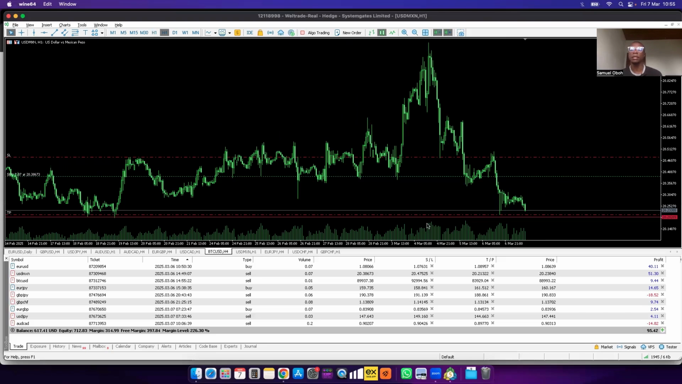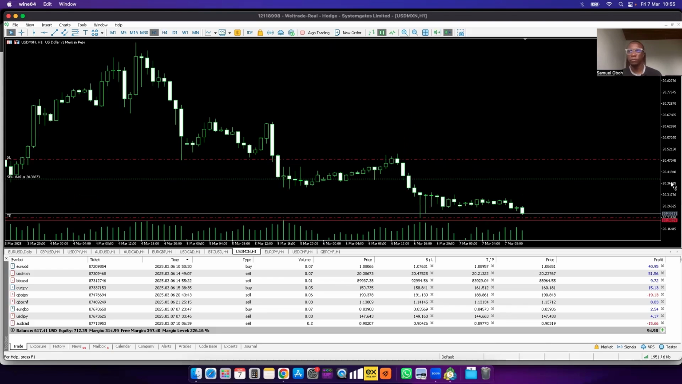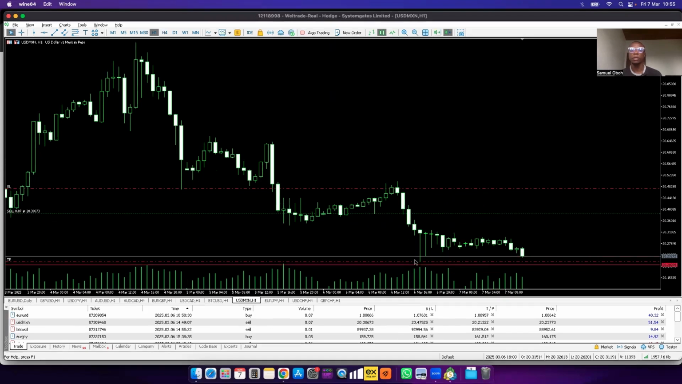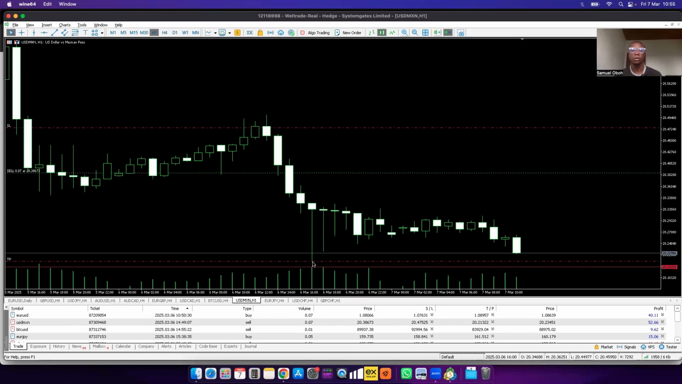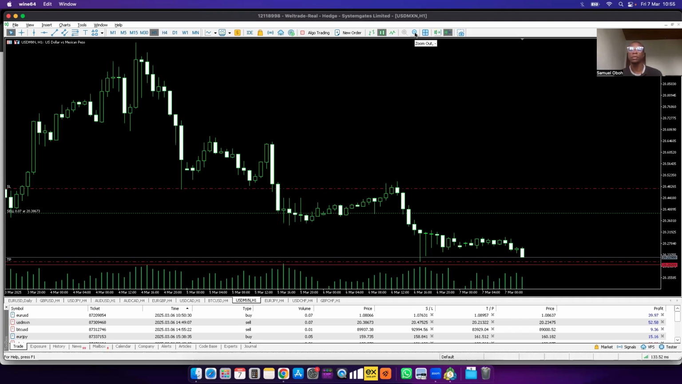For USD MXN, something similar happened. It almost hit my TP and then it went back up. If I zoom in for you to see, okay, let me take this down. You can see what happened here. It almost hit my TP, and then it went back up and I wasn't happy. I decided not to do anything about it, just let it run. But as you can see, it's coming down again, which is good.